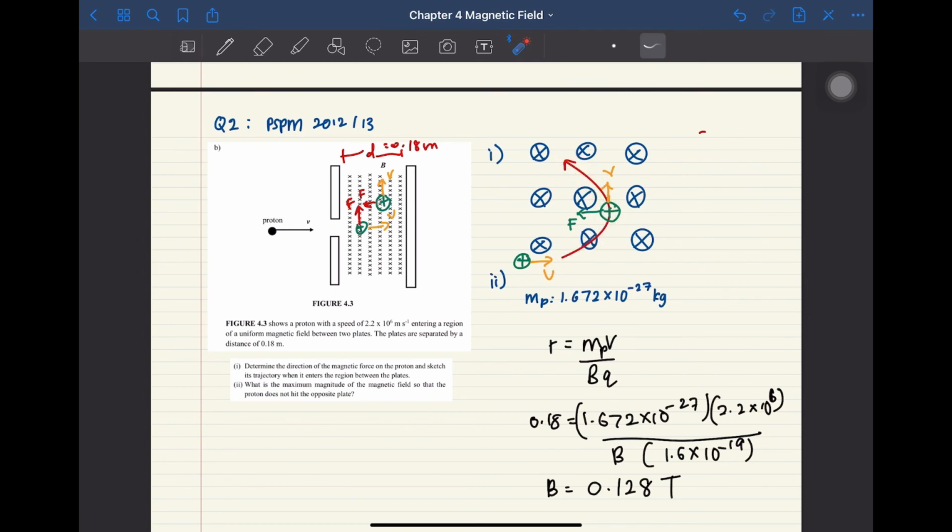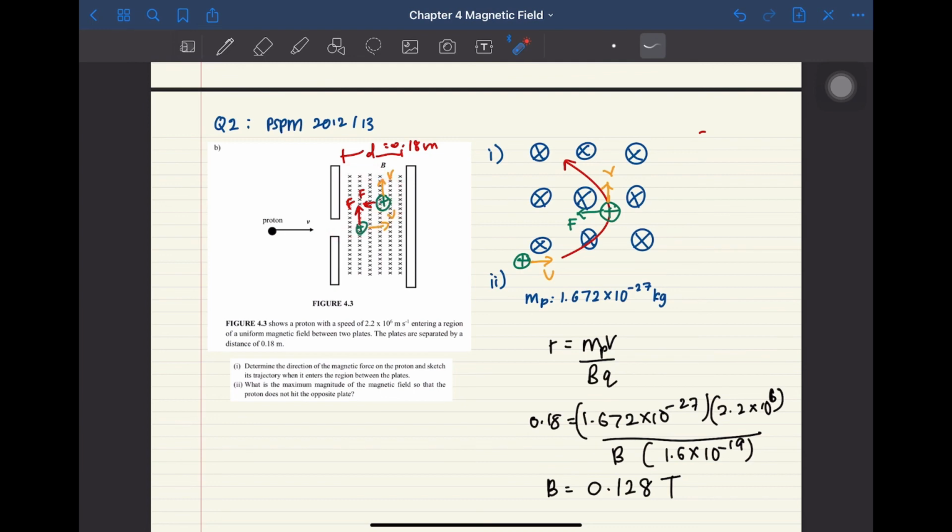Okay, question number 2. What is the maximum magnitude of the magnetic field so that the proton does not hit the opposite plate? So actually you want to have the maximum curve over here. So when you want to have the maximum curve, I think the question may be reversed. They actually want to find the minimum. Okay, not maximum. So the radius here will represent the radius of the circle.